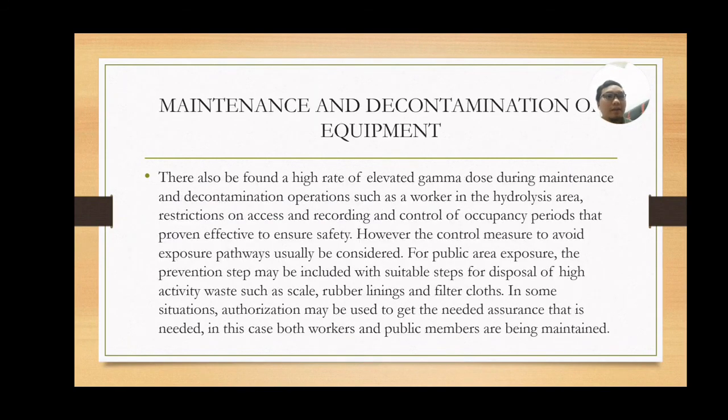Next, maintenance and decontamination of equipment. There may also be a high rate of elevated gamma dose during maintenance and decontamination operations, such as for a worker in the hydrolysis area. Restriction on access and recording and control of occupancy have proven effective to ensure safety. However, control measures to avoid exposure pathways should usually be considered.